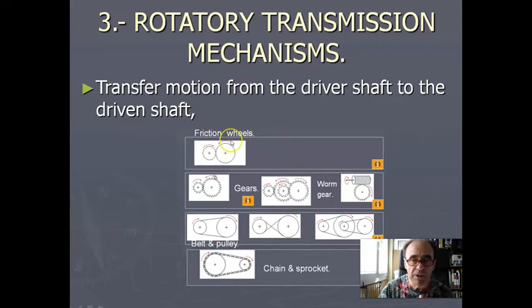Friction wheels are the most simple one, and really cheap. Gears are used when we want to transfer more power. In both cases, you have realized the distance between the shafts is really close. When we have a big distance, it's a good idea to use belt and pulleys or chain and sprocket. We will cover it in detail, but the important thing is that we transfer motion from the driver shaft to the driven shaft.